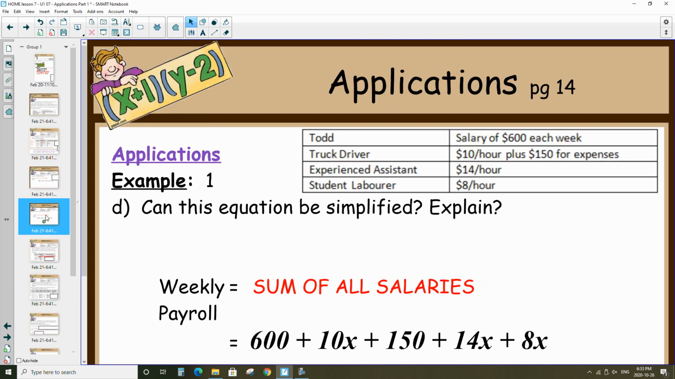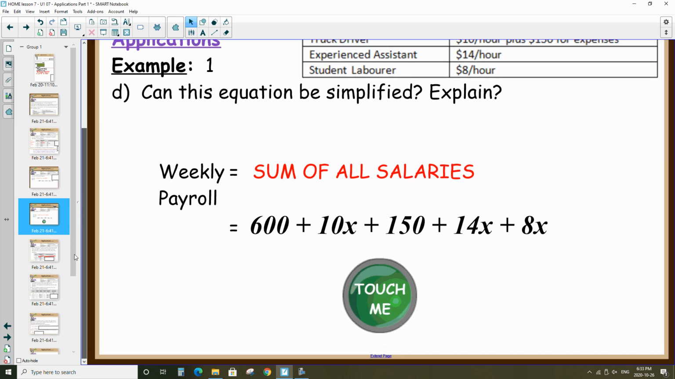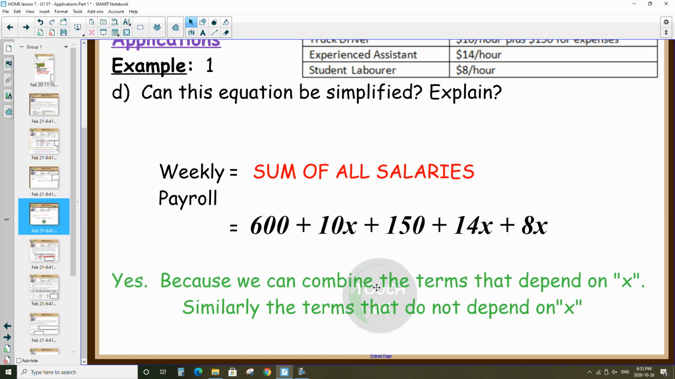Can this equation be simplified? Explain. Can we simplify this expression? Yes, because we can combine the terms that depend on the x. Similarly, the terms that do not depend on the x. So we can combine the 10x plus the 14x plus the 8x. It's collecting like terms. And we can combine together the 600 and the 750 to simplify that expression.